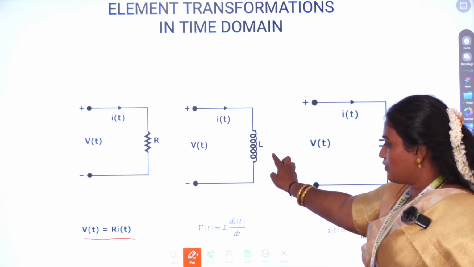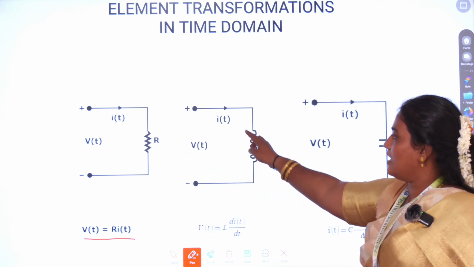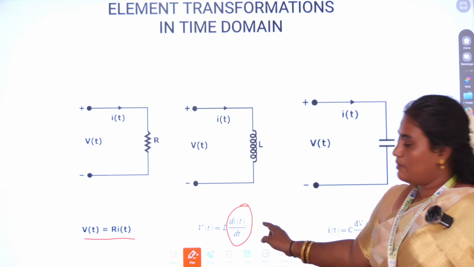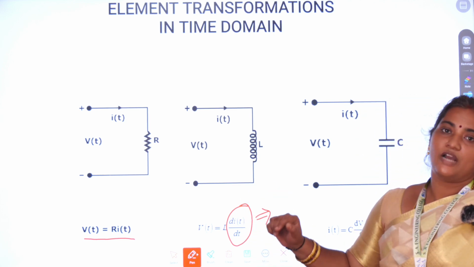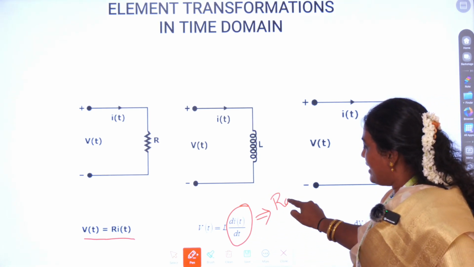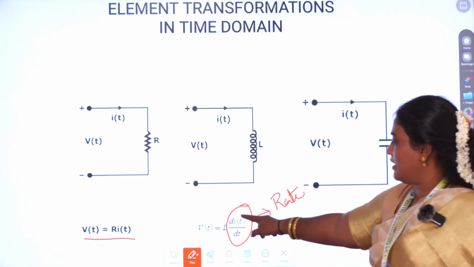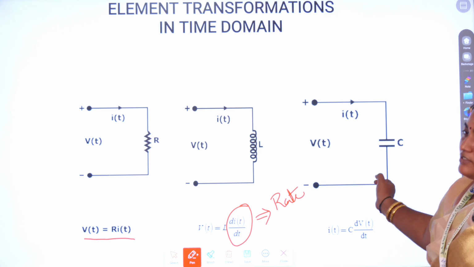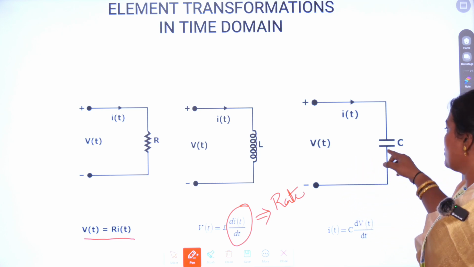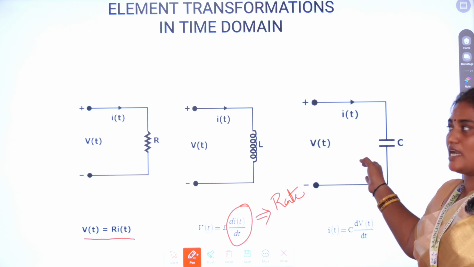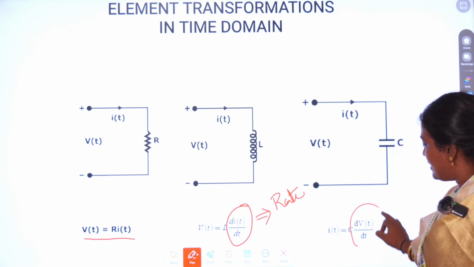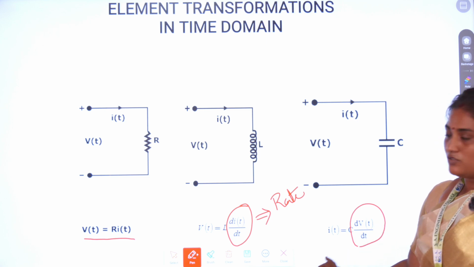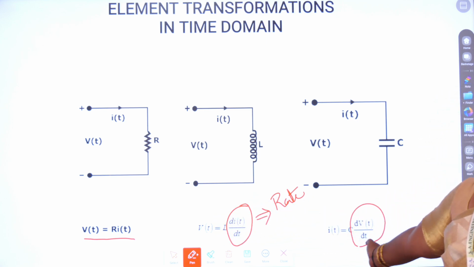Next we have the inductor. For an inductor, V of t is equal to L into di of t divided by dt. This di of t divided by dt is the rate of change of current with respect to time. The rate at which the current changes is called di of t divided by dt. Next is the capacitor. As I said in the previous video, it stores charges, that is, voltage. That is why we write I of t is equal to C into dV of t divided by dt. This is the explanation of the equations that I have written here.